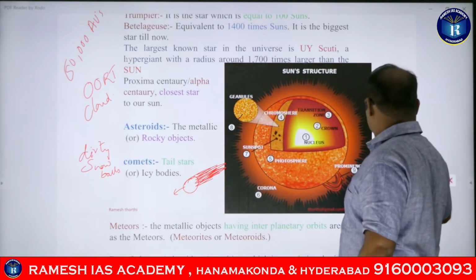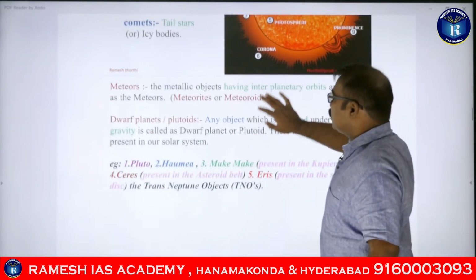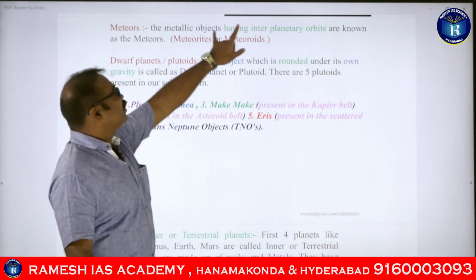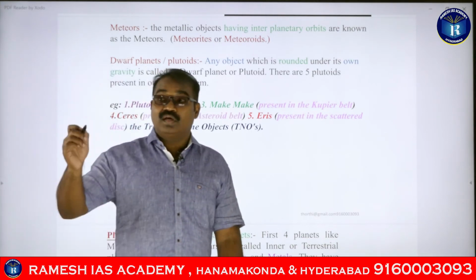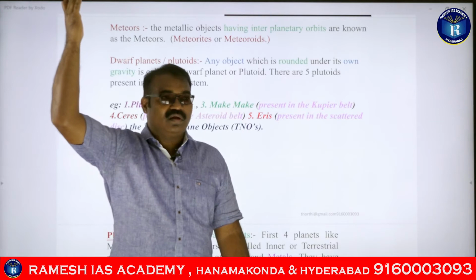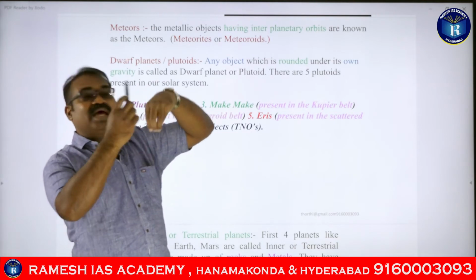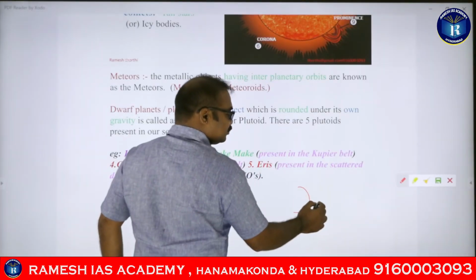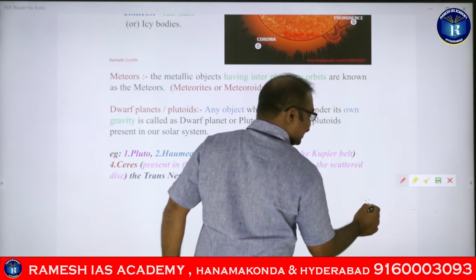Okay, next come the meteors. The meteors, guys. So what are these meteors? Again, meteors are metallic objects. They have interplanetary orbits. So the comets were moving within the solar system, 50,000 astronomical units, which is very huge, right? Whereas the meteors are moving within the planets, guys, right? We have seen the sun and the planets. Here you have the asteroids.